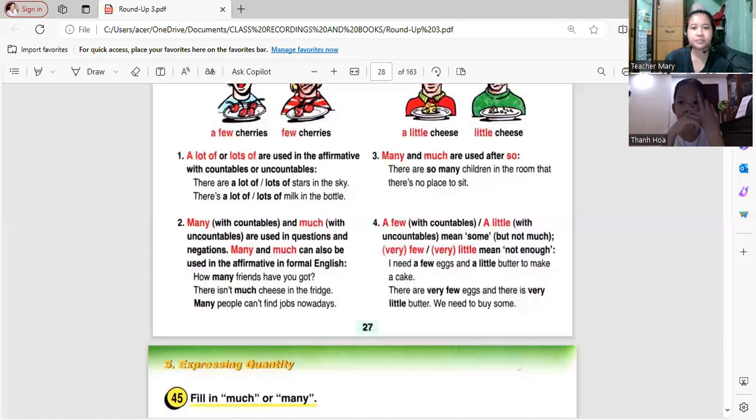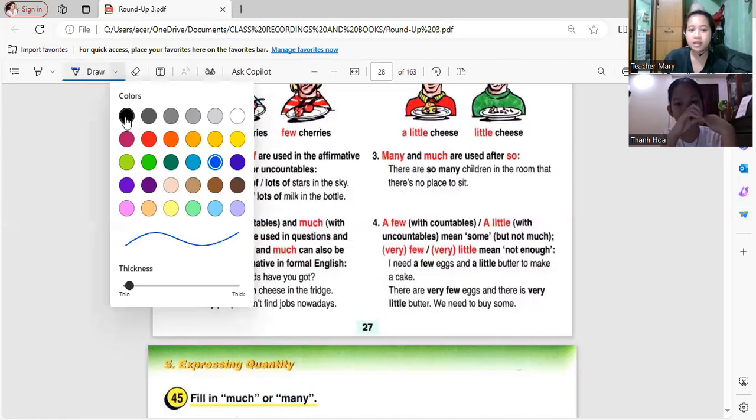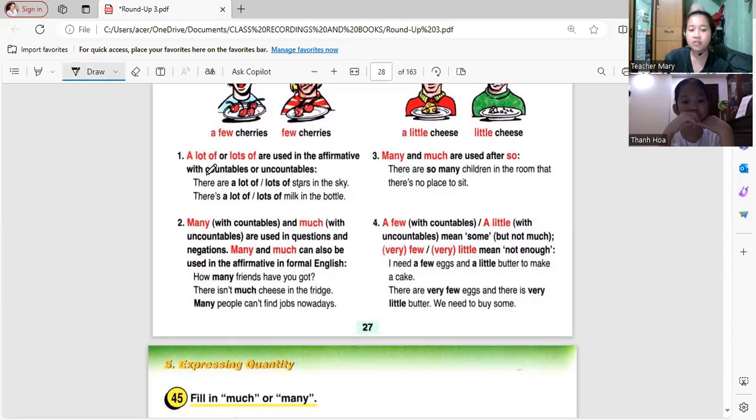Okay. So now, lots of, let's have a short recap first before we proceed to number 3. Lots of are used in affirmative with countables and uncountable nouns. Okay? Like stars in the sky. The stars in the sky cannot be counted. Milk in the bottle cannot be counted also.